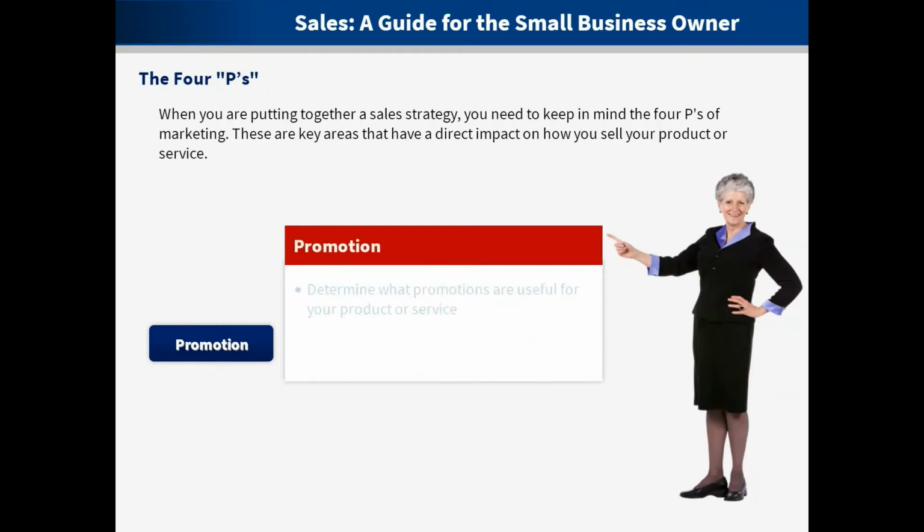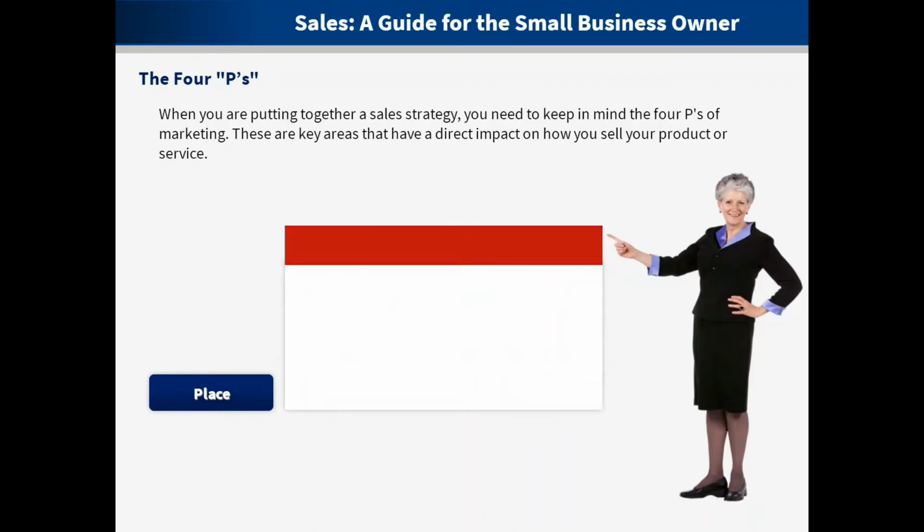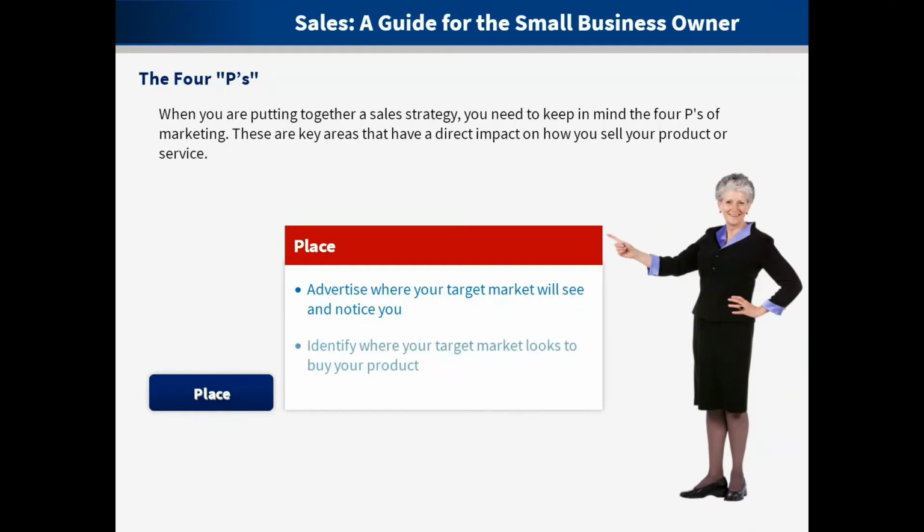What kind of promotions are useful for your product or service? Can you use coupons or discounts? Are you advertising where your target market will see and notice you? Where are you selling your product or service? Are you using a website, a traditional retail store, direct marketing, or some other location? Where does your target market look to buy your product? The answer will help determine what strategies will work for you.